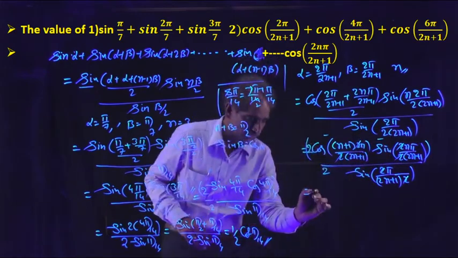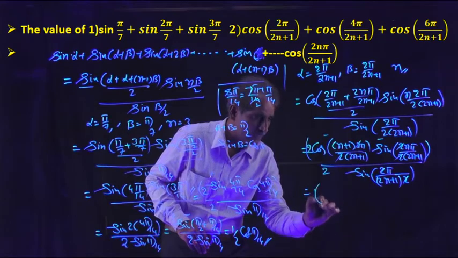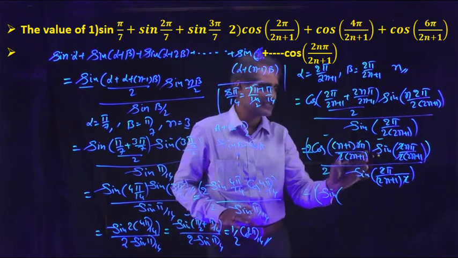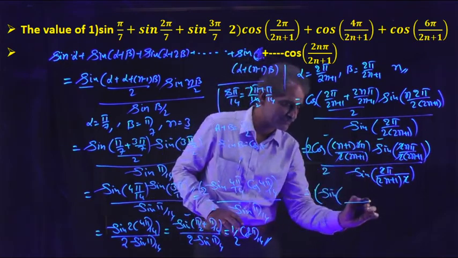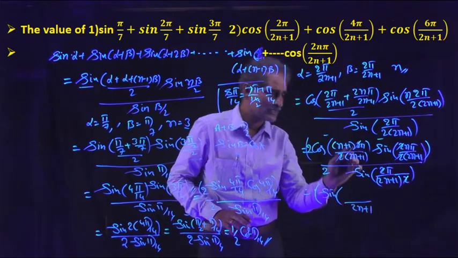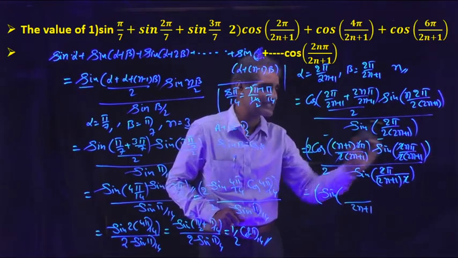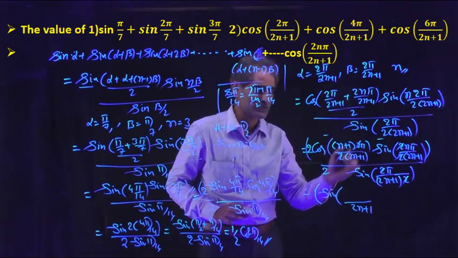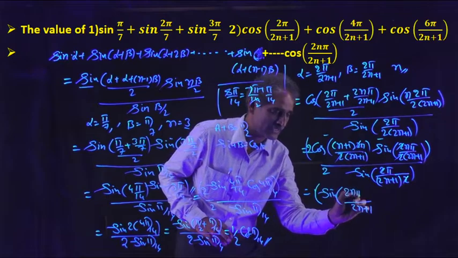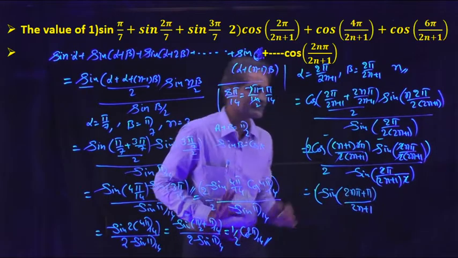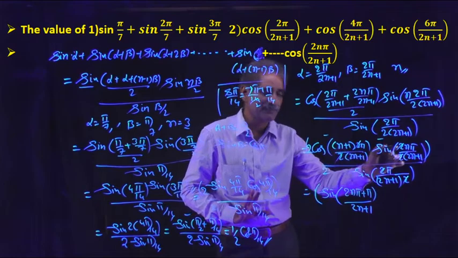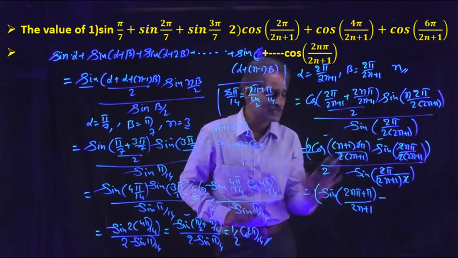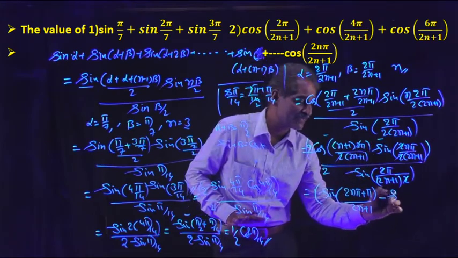So here we will get sin(A plus B). Just observe that the denominator is the same. A plus B: n pi plus pi plus n pi, that is 2n pi plus pi. Understand? n pi plus pi plus n pi is 2n pi plus pi. Okay. Minus sin(A minus B).